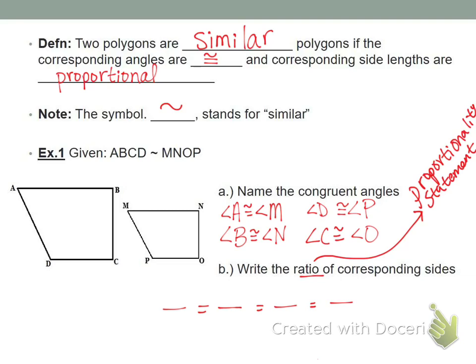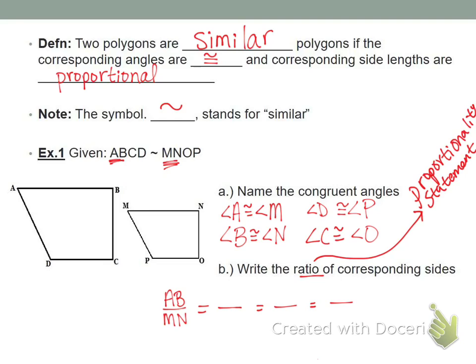Give me a side from figure ABCD. AB, sure. So we'll put AB in the top of this ratio. What side from the other figure do you think corresponds to side AB? MN, very good. Again, you could do this without the picture. AB are the first 2 letters, MN are the first 2 letters in that similarity statement.